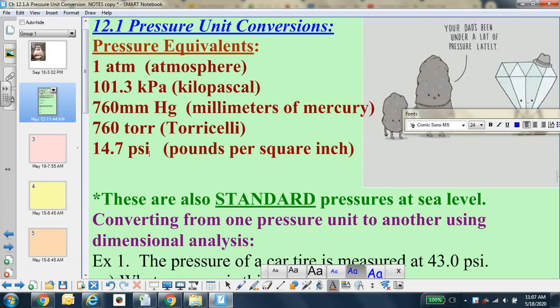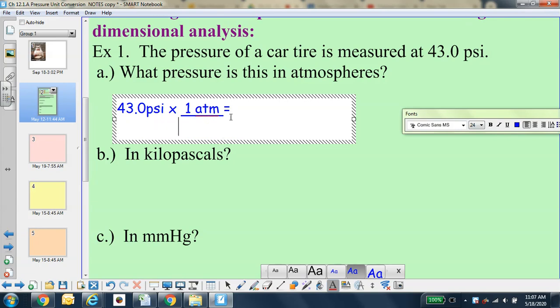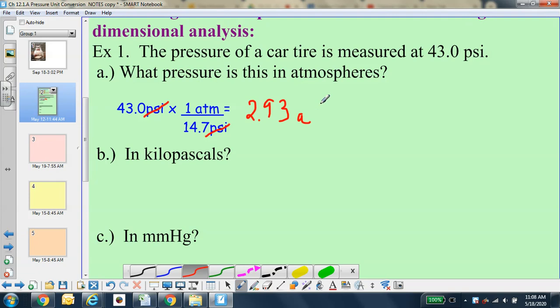And what number is going to go with PSI when we do our division? 14.7 goes with PSI. Down on the bottom, 14.7 psi. And so pounds per square inch divided by the unit pounds per square inch cancels away. You take 43.0 times 1 divided by 14.7, and that comes out to be 2.93 ATM. So here we've shown our work with units, and here is our answer with proper units.